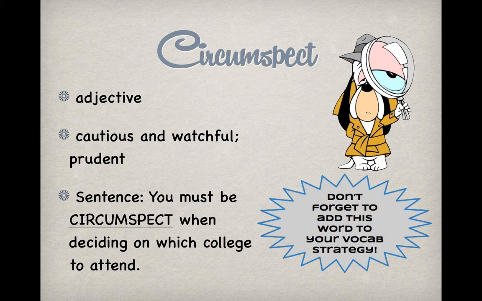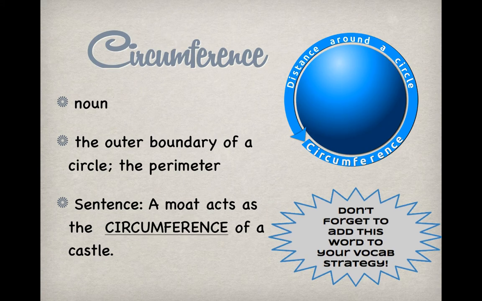The third and final word we're going to learn that uses circum as a root is circumference. This is a word that you should definitely know from math class. The circumference is the outer boundary of a circle, the perimeter of a circle, which is shown in the image on the screen. It's a noun, it's a thing. It's the measurement around the circle.